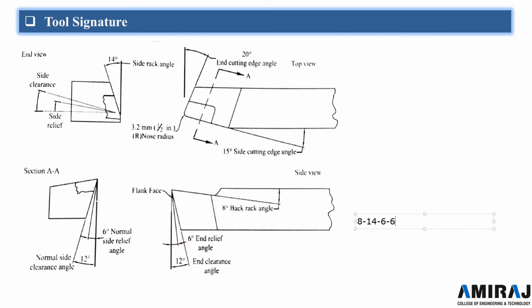Next, we are supposed to write down the cutting edge angles. Here there are two cutting edge angles, in which first we write down the end cutting edge angle, and then we write down the side cutting edge angle. So the end cutting edge angle here is 6, and the side cutting edge angle is 15, suppose. So in this way we can give the nomenclature, and finally we write down the nose radius in the ASA system, and here the nose radius is suppose 1 mm, so that will be the nose radius.